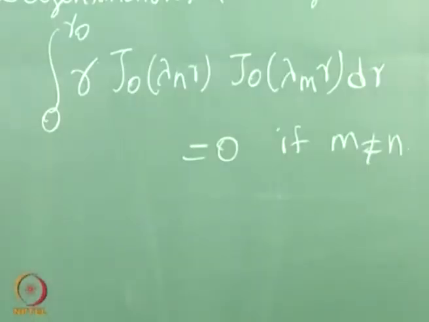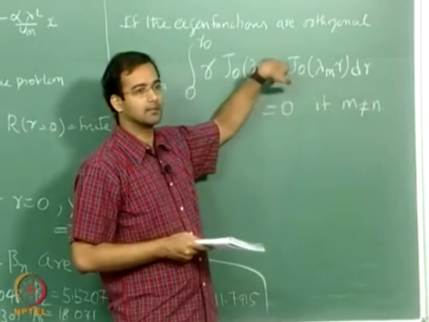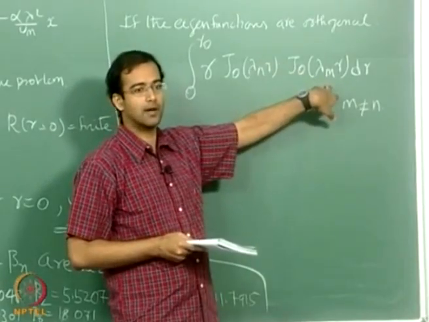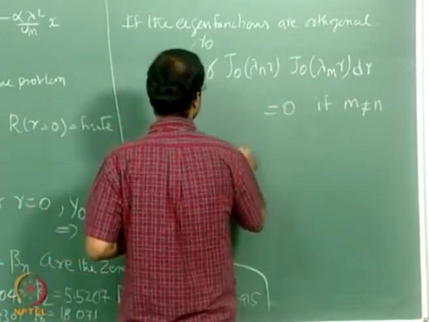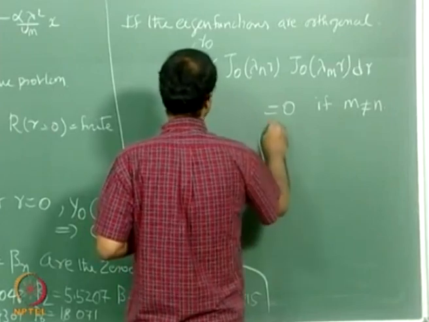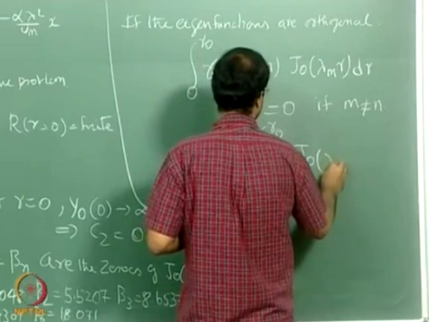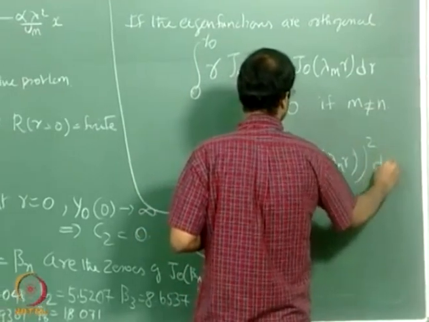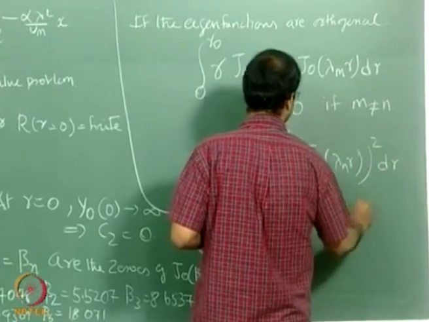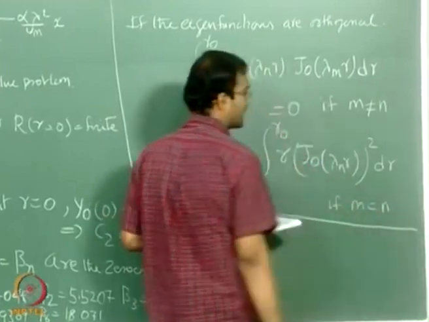Only if m equals n, the eigenvalue integer corresponds exactly the same, then you have some finite, non-trivial value. So this will be equal to the integral from 0 to r naught of r into J naught lambda n r, the whole squared, dr, if m equals n. So this is the principle of orthogonality basically.